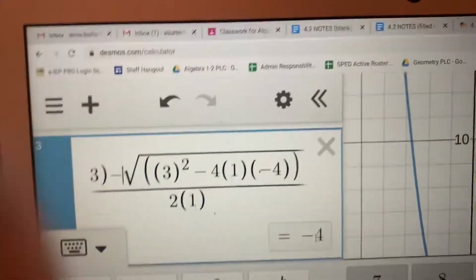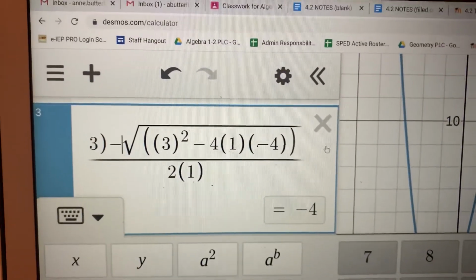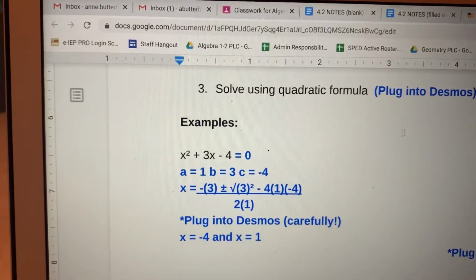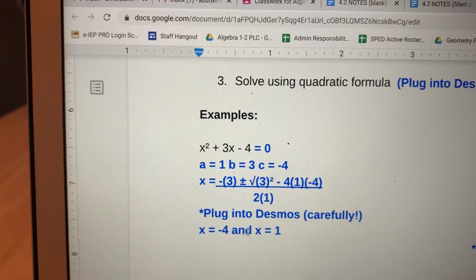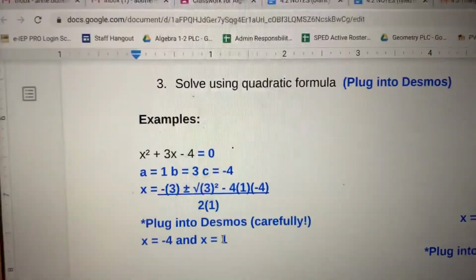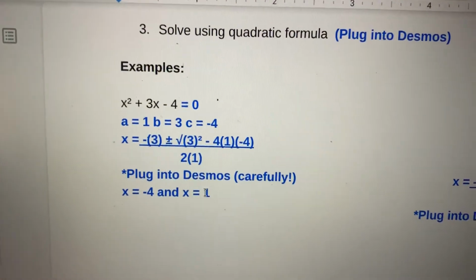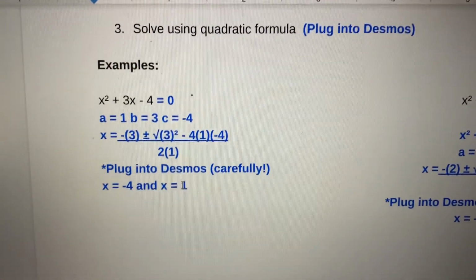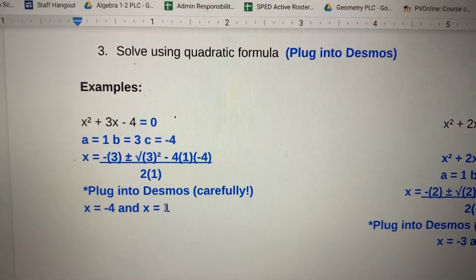Okay, so negative 4 is our other solution. So if we go to my answer, when I did this by myself, I also got negative 4 and 1. So that would be your final answer: x equals negative 4 and x equals 1. Again, to get that answer though, we would need to show all of the work.